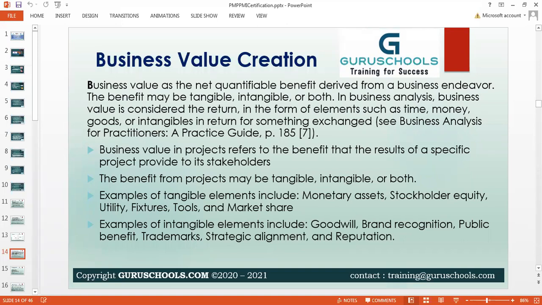So goodwill, like after 1 year or 2 years, if I want to sell my business and there is goodwill, then I can get good money. Brand recognition is the same thing. Like Tesla is making an electric car and no one is in competition. So brand recognition is always there. If I want to buy an electric car, my first choice should be Tesla. Public benefit, like because this is an electric car, it will be environmentally friendly. I don't have to spend so many dollars for gas and all. That's right.